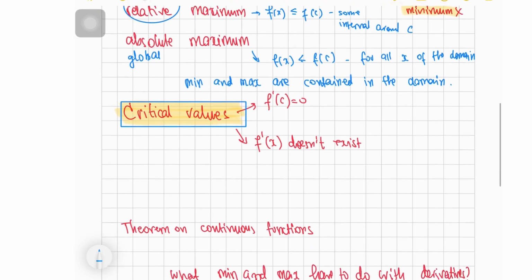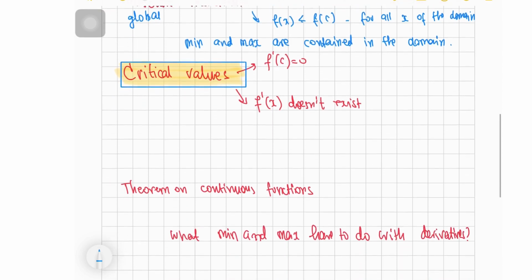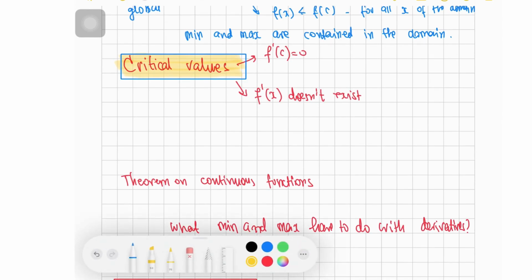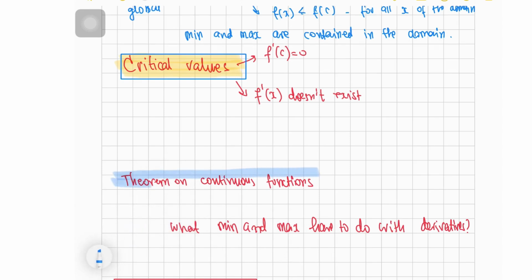Okay, so those are critical values. Next, speaking about extrema, there is a famous theorem from the theory of continuous functions, which is called the theorem on the minimum and maximum of a continuous function, and that theorem says the following.